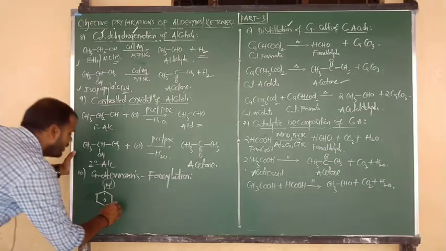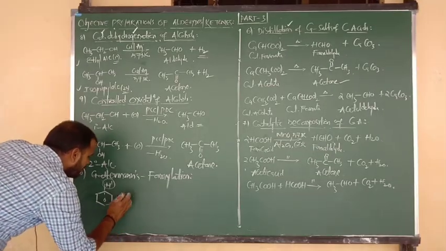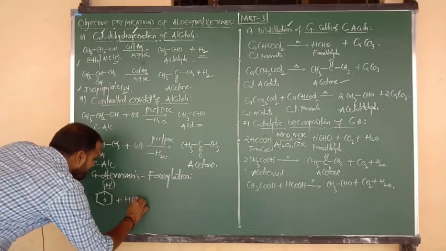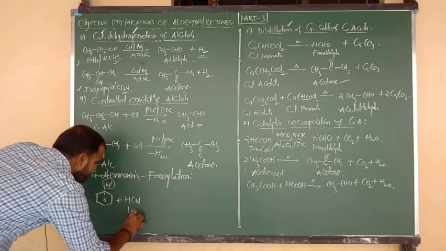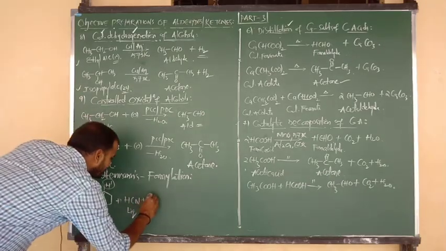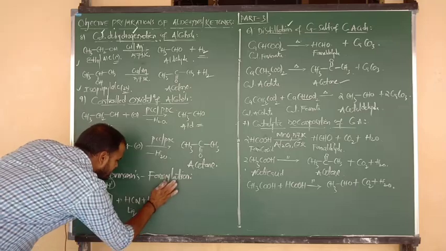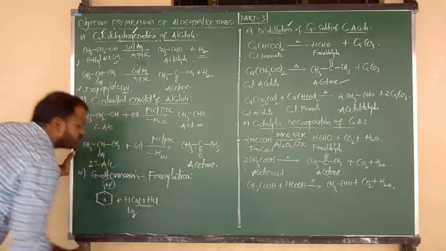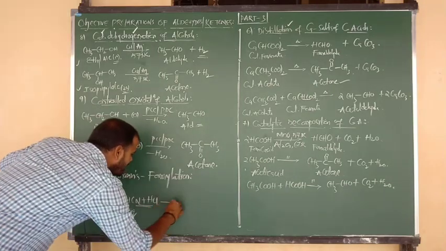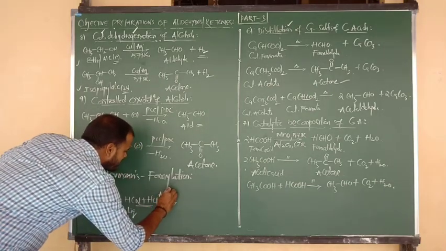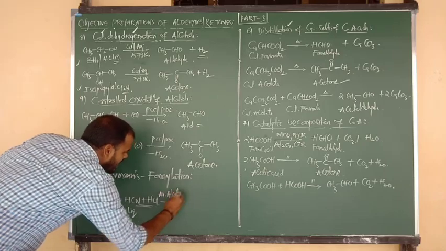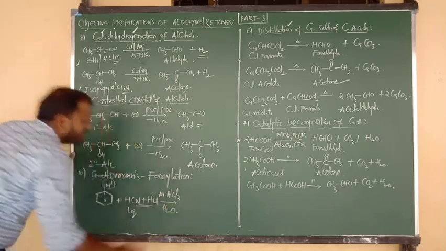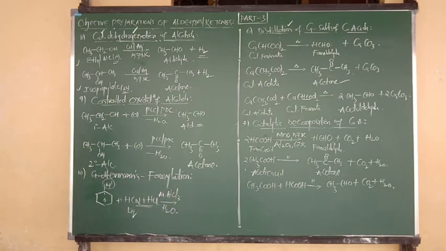Understand? Good. So benzene reacts with liquid hydrogen cyanide and also HCl. This mixture we have to consider: liquid hydrogen cyanide and hydrochloric acid. Gattermann's formylation takes place in the presence of a Lewis acid, anhydrous AlCl3, followed by hydrolysis.